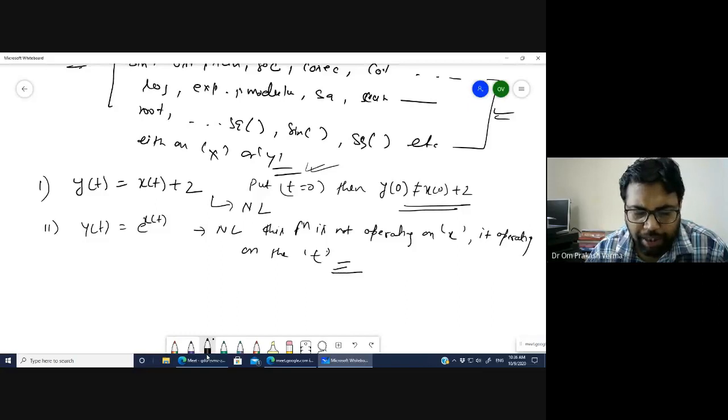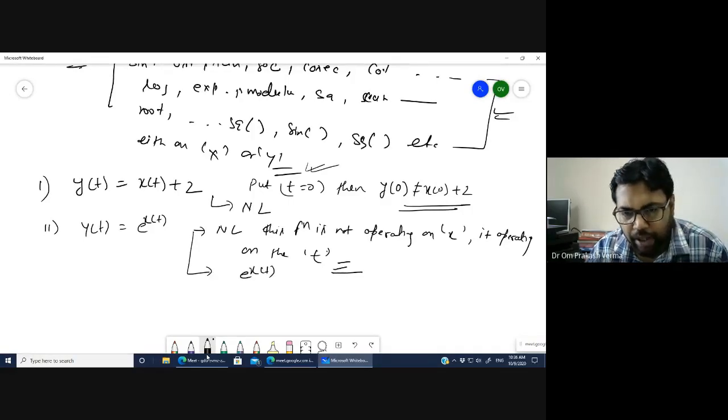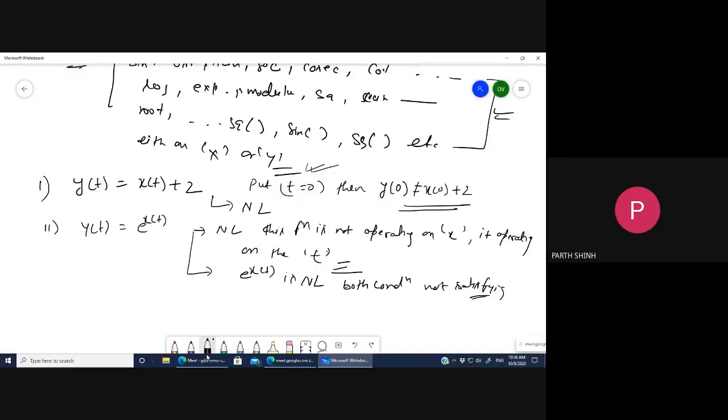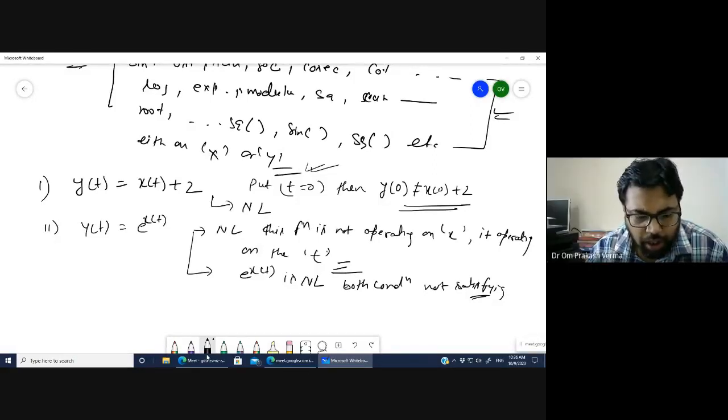You can simply say so with the help of the trick. Or you can say otherwise, the e to the power x(t) function is non-linear because it does not follow both conditions. Both conditions are not satisfied: the law of additivity and the law of homogeneity.